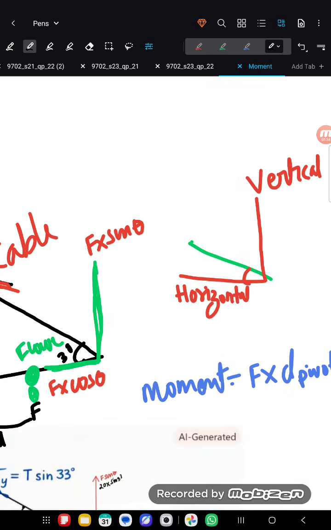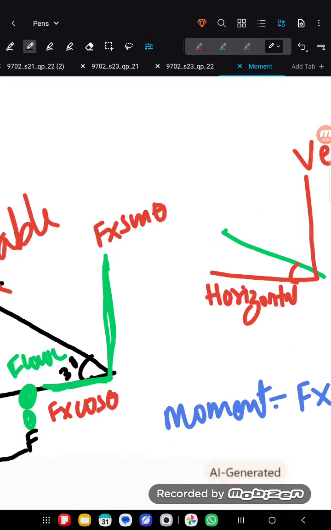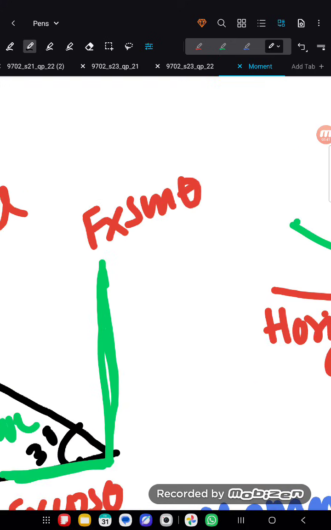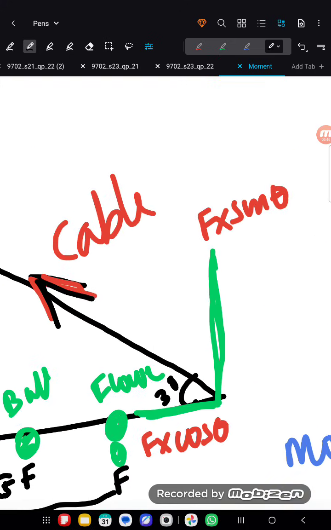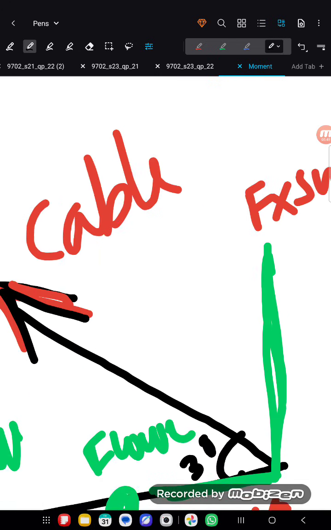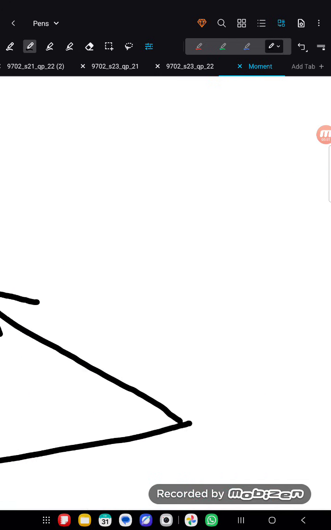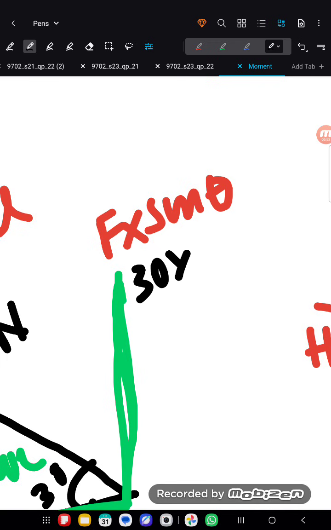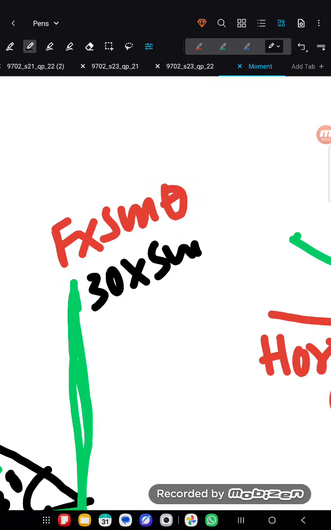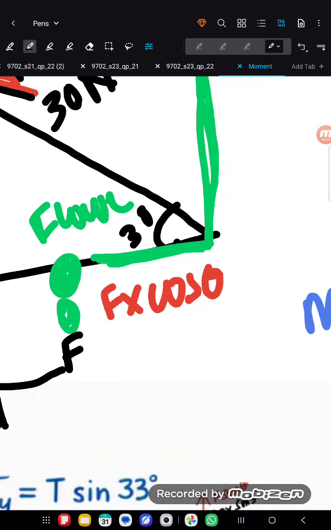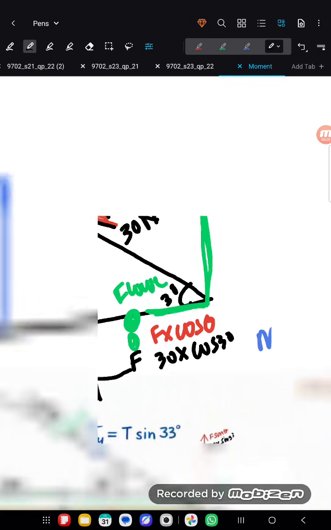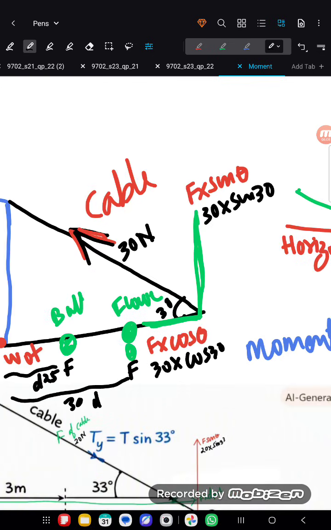Okay, so again I'm repeating, when they give you an angle like this, you have to split the force. One will be vertical, one will be horizontal. They will ask you horizontal force, they will ask you vertical force. So the vertical force is force sine theta. For suppose the force of this cable is 30 newton. So it will be 30 multiplied by sine, what is the angle? 30. Sine theta is 30, right? This one will be 30 multiplied by cos 30. So they will ask you vertical force and horizontal force.